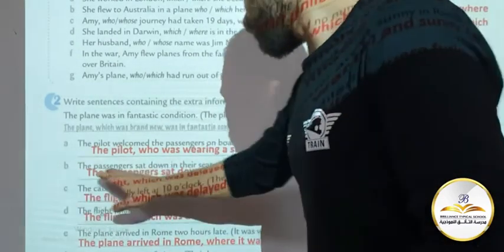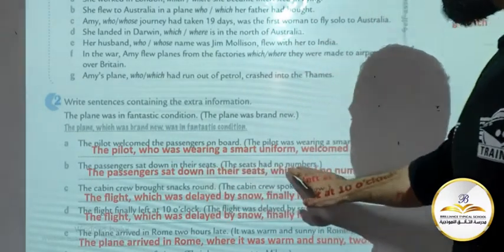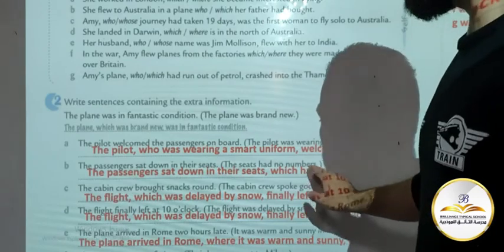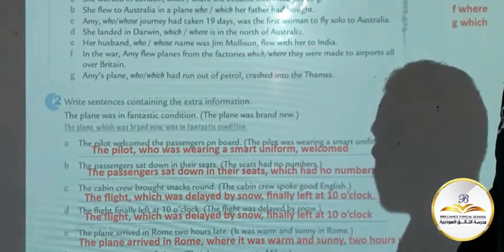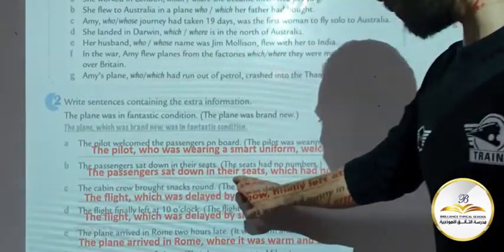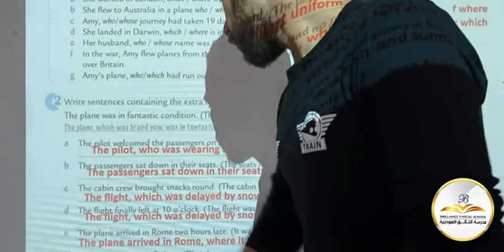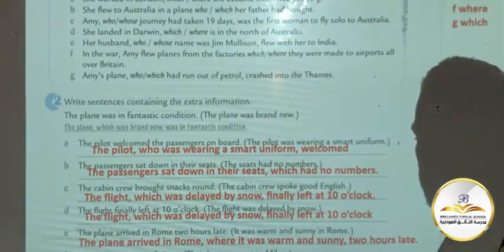The passengers sat down in their seats. The seats had no numbers. So we are going to add this inside of this. What are we going to say? The passengers sat down in their seats, which had no numbers. The cabin crew brought snacks round. The cabin crew spoke good English.